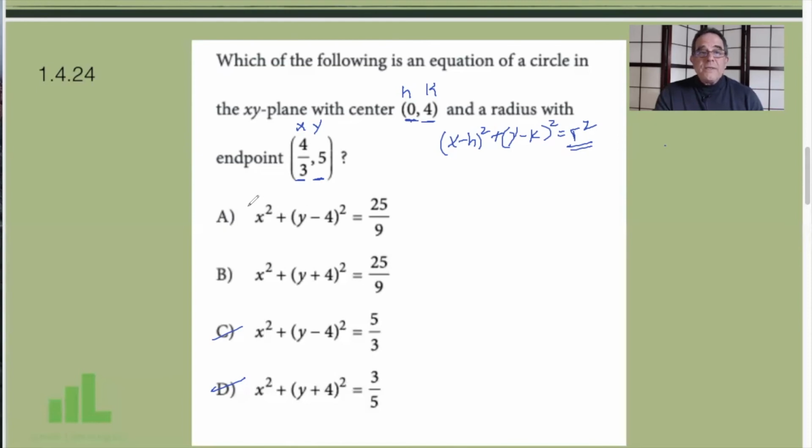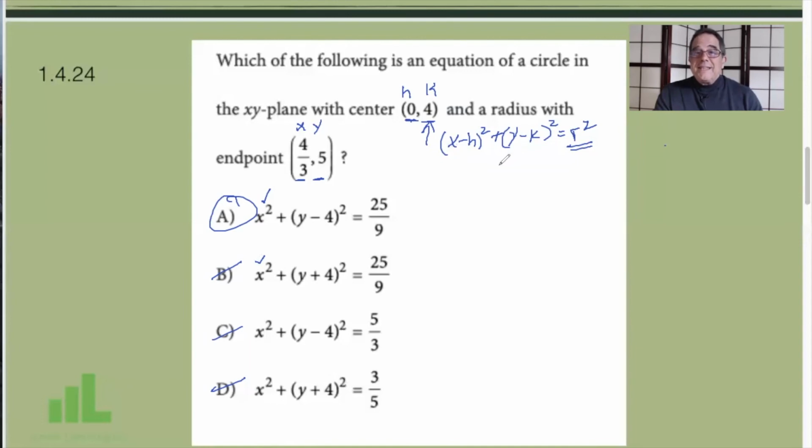Well, notice A and B both have an x squared, so we know that's part of the equation. The difference is in the y's. y minus k is what we're looking for. k is equal to 4. So y minus 4, that's our answer. Notice B is y plus 4, not what we're looking for. So they gave us, again, all the information we need. All we have to do is plug it into the equation as long as we know the equation.